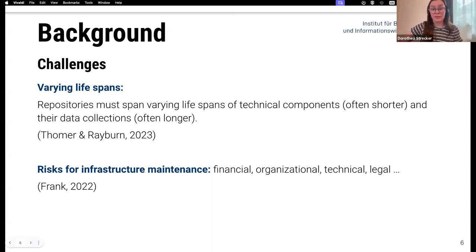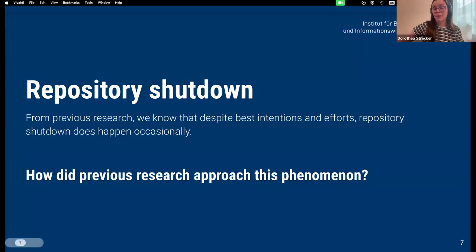Typically, there are also different lifetimes within the same repository. One typical example is that technical components usually become obsolete much more quickly than the database itself, which can retain its analytical potential long after technical components have become deprecated. In addition, there are various risks that can have a negative impact on the operation of repositories. For example, risks concerning financial, organizational, technical, or legal aspects. So as I have hopefully shown, it's quite challenging to keep repositories running.